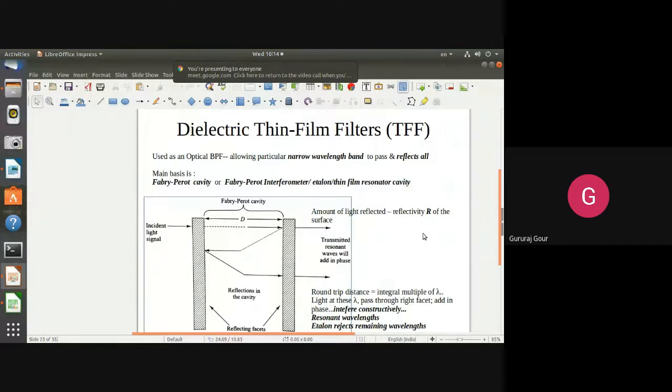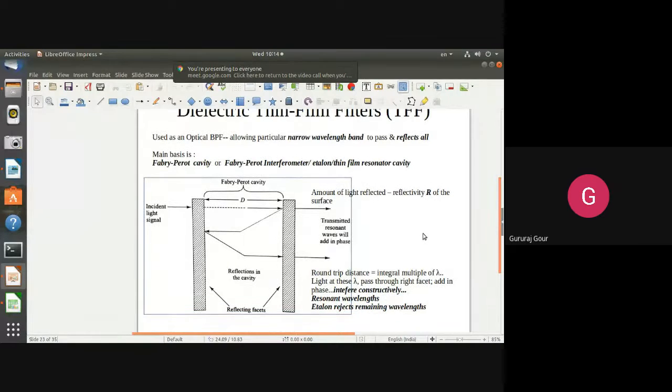Yes. Now, guys, you have understood clearly, no? The two phenomena, that is constructive interference and destructive interference of the light rays inside the Fabry-Perot cavity, leading to the operational aspect of the dielectric thin film filter. Here, the Fabry-Perot cavity itself will be used as an interferometer or thin film resonator cavity. It is acting like a thin film resonator cavity.